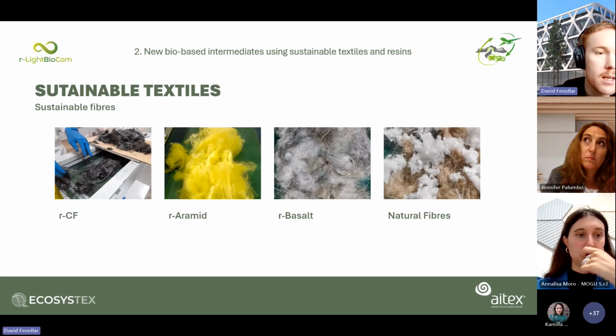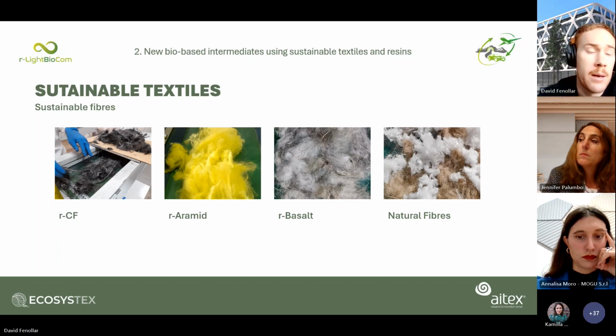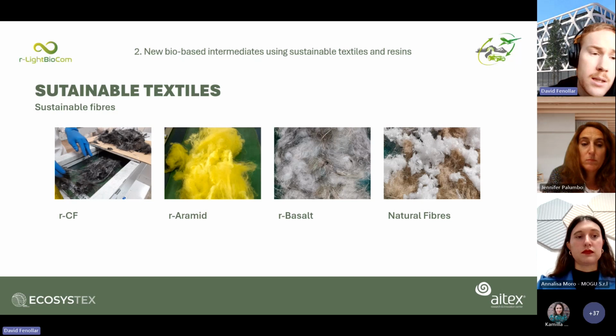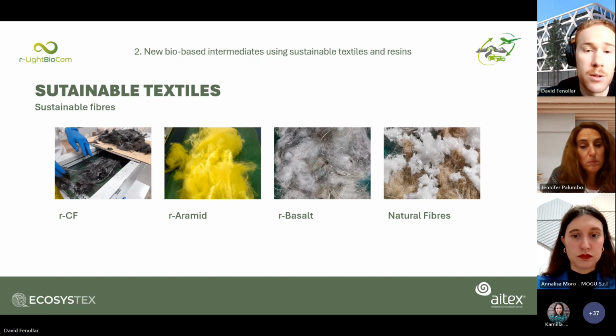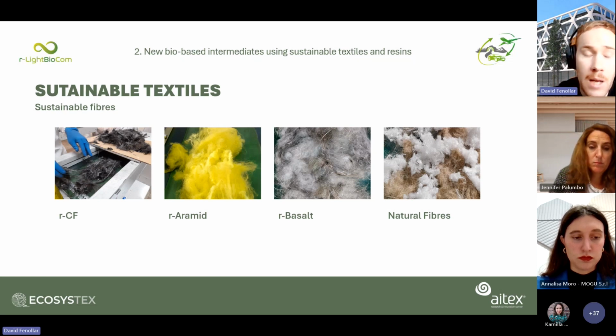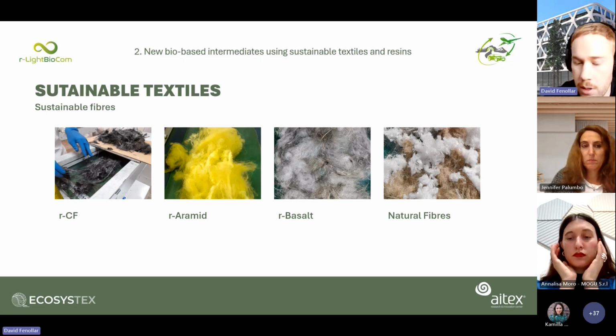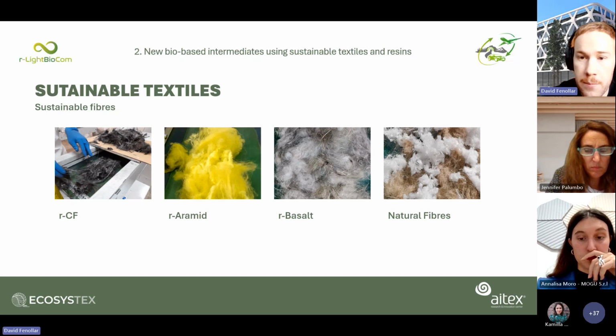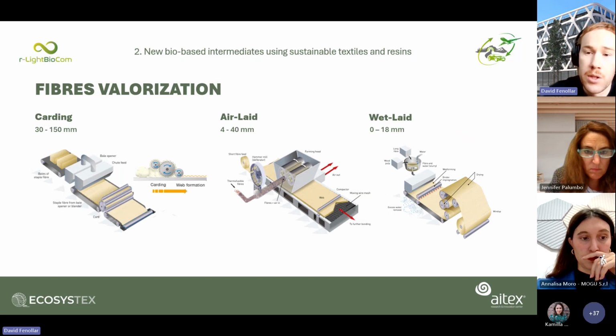For the sustainable textiles, we are choosing sustainable fibers that range from recycled carbon fibers to natural fibers, also counting aramide, recycled aramide from ballistic and military applications, and then also basalt from other applications. The ways of fiber valorization are, on one hand, with the short fiber selected.